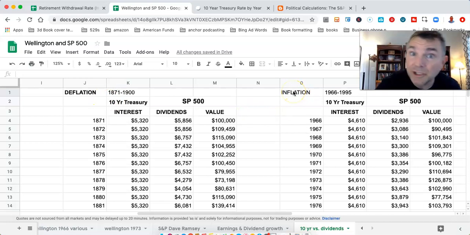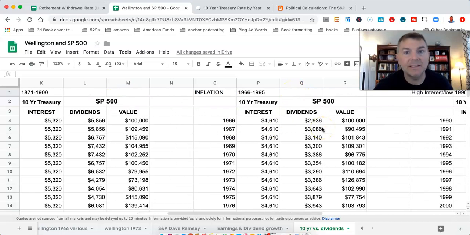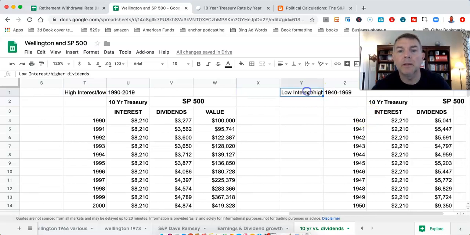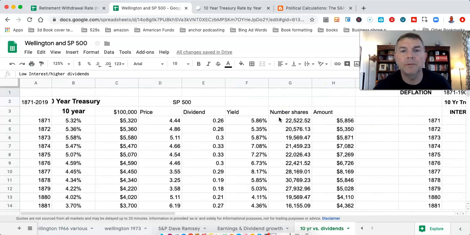We're going to do an inflationary time, which is the 1960s that started off, 66 to be specific. We're going to use a period where we had high interest rates on the bonds and quite low dividend yields. And then we're going to use a period where we had low interest rates on the bonds and relatively high dividend yields. We're going to compare all 4 scenarios to see which one shakes out. This could be great. All right, so again, we're looking at 1871.